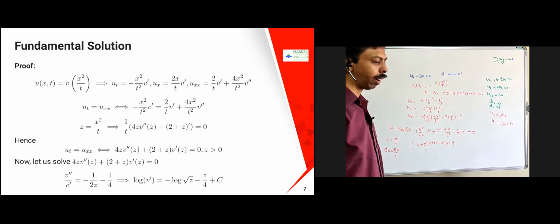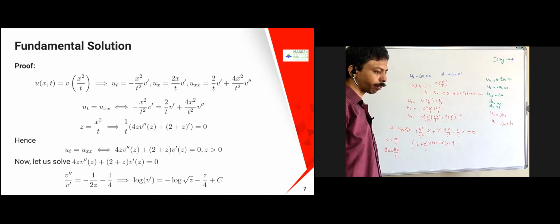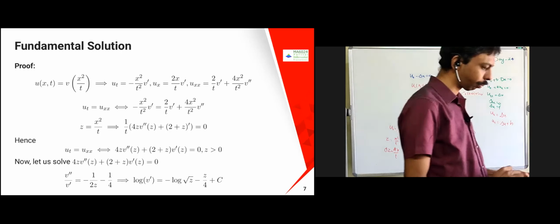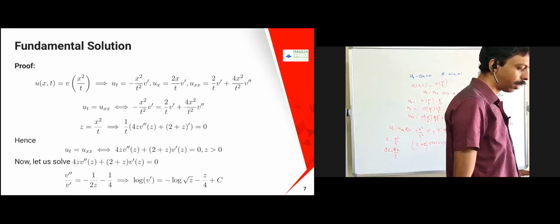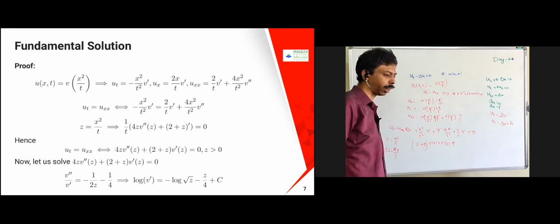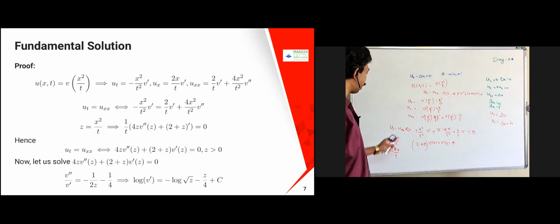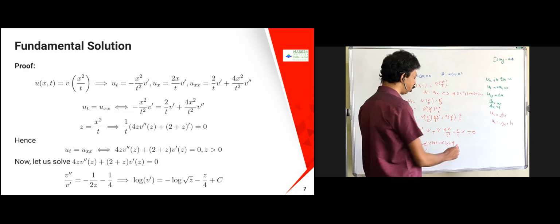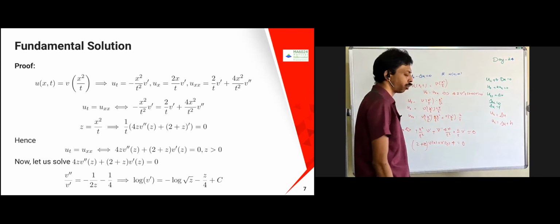Fine. Now what we have is that there is a v missing there: 2 plus z into v dash. Okay, 2 plus z into v dash. So therefore, u_t minus u_xx equal to 0, that means this should be 0. So this is going to be 0. Just a simple substitution.